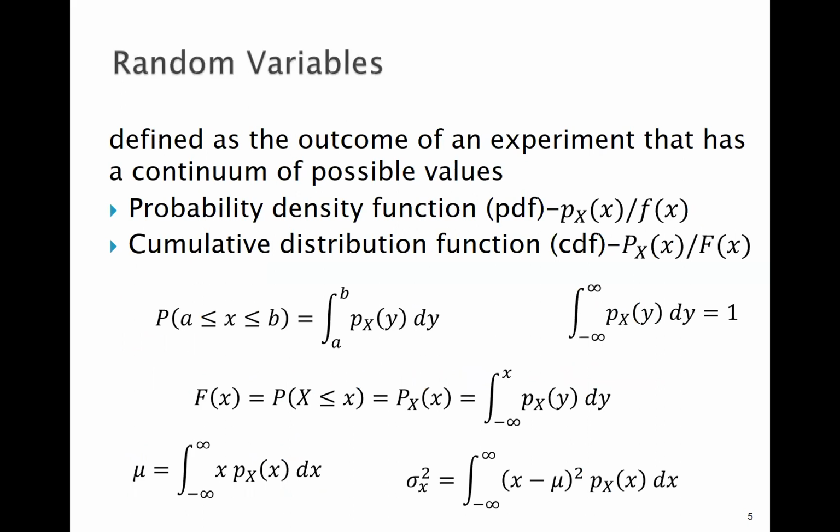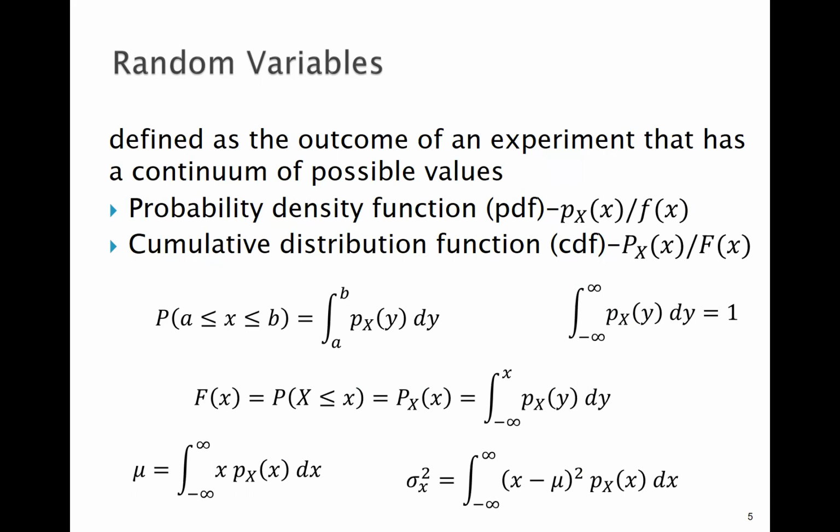So let's look at random variables next. A random variable is defined as the outcome of an experiment that has a continuum of possible values. We usually use two functions regarding random variables: the probability density function, PDF, and the cumulative distribution function, CDF. PDF has a counterpart in discrete form, the probability mass function or PMF.